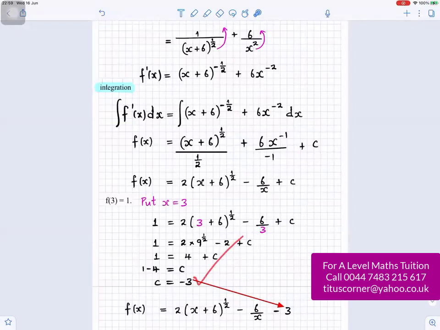So you've got c is minus 3. Now you can write f of x as 2 times (x plus 6) to the power half minus 6 over x minus 3. The 3 is the constant of integration. And that's your answer for f of x.